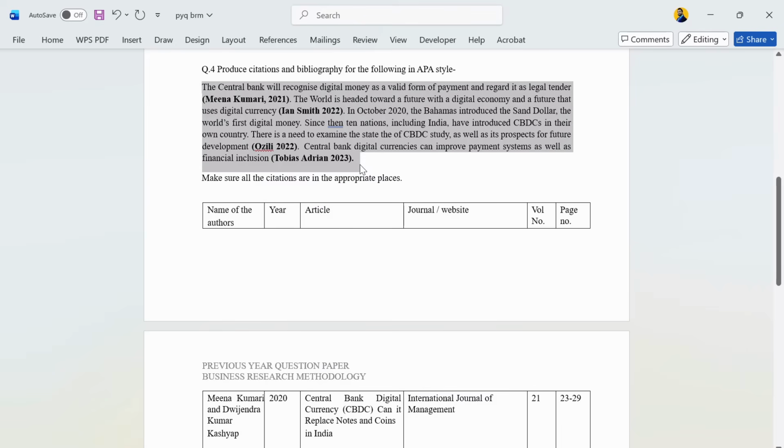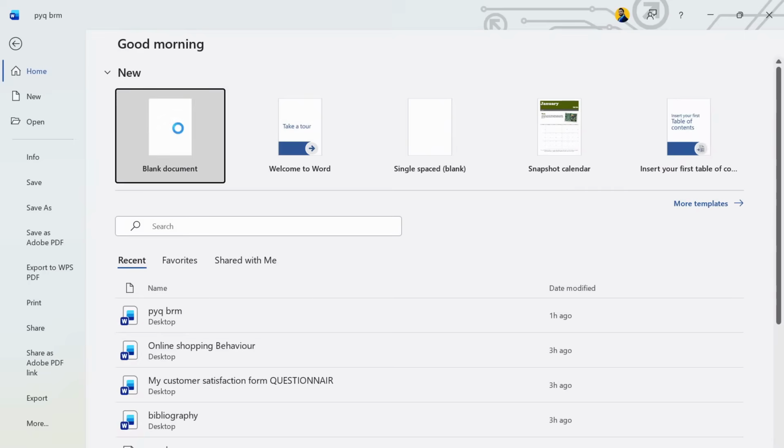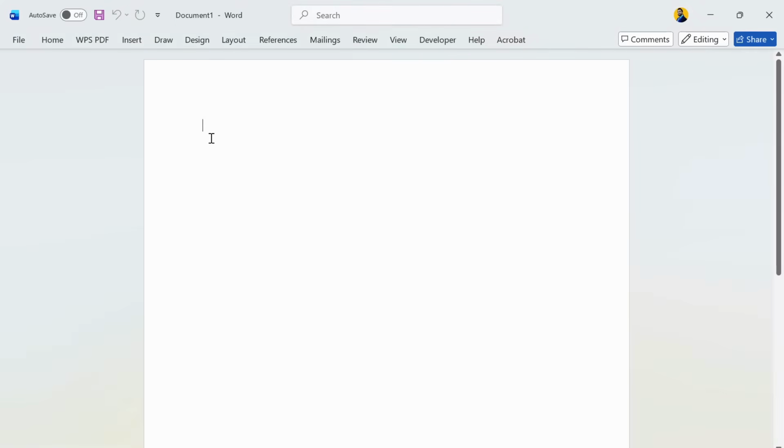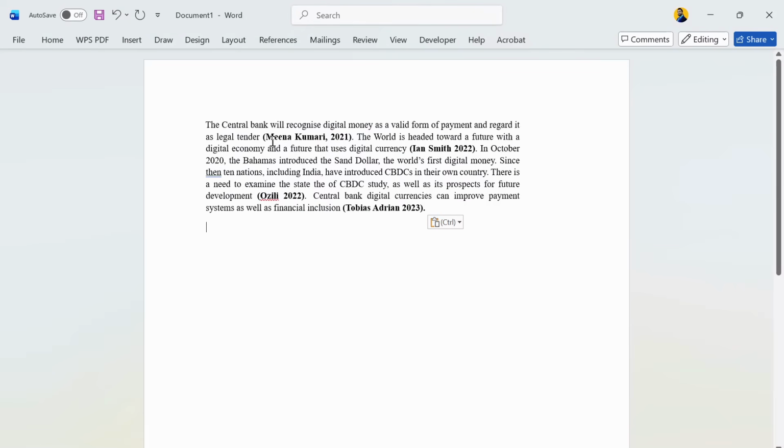And remember, as it is a citation and bibliography question, you will attempt this particular question in MS Office. So I will just open MS Word, click on the blank document, and paste here what I have copied. So this is the data or text which is given to me.